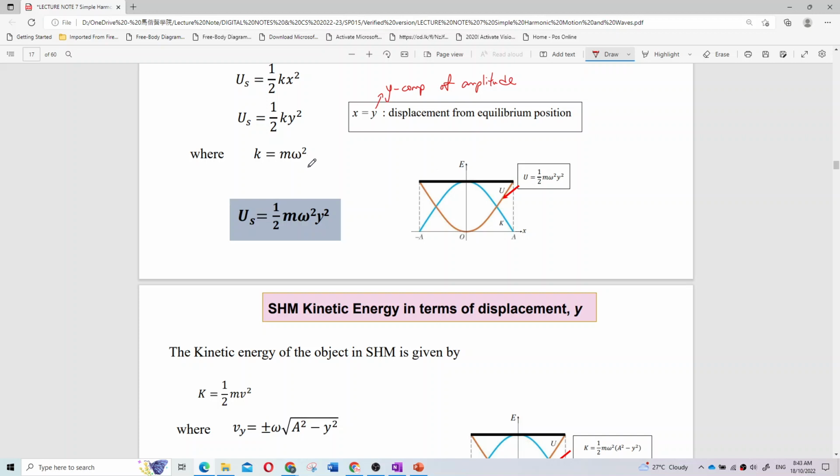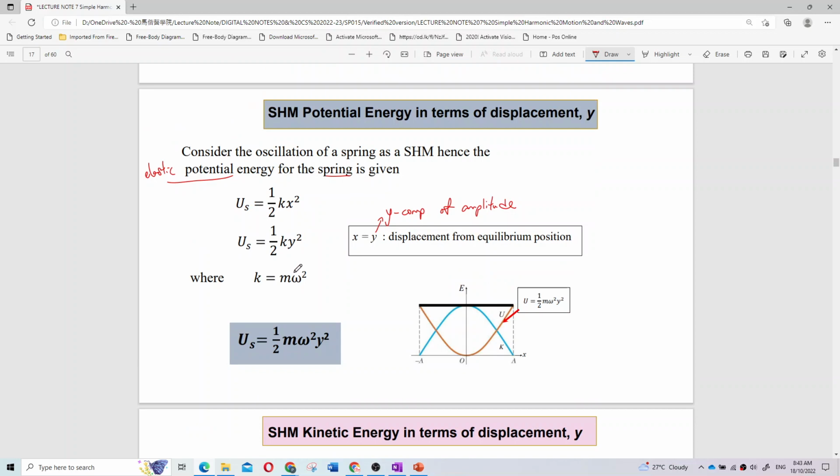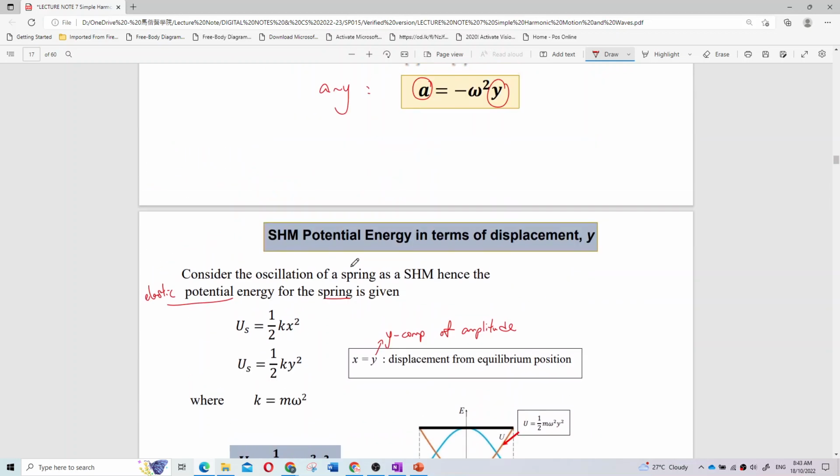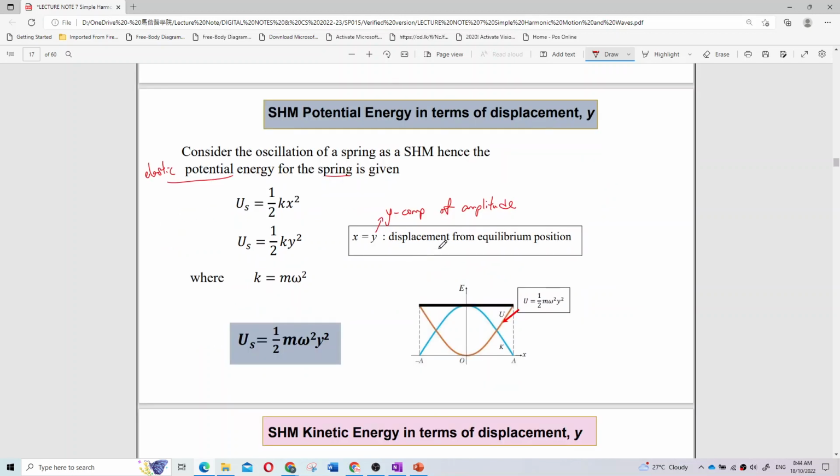Some of you may ask, how do we get k equal to m omega square? Last time I did write somewhere. Where did I write? Let me think of it. Where is it? Let me hold on a second. Okay, look at this. What is exactly this one? You may ask, how do you get that?